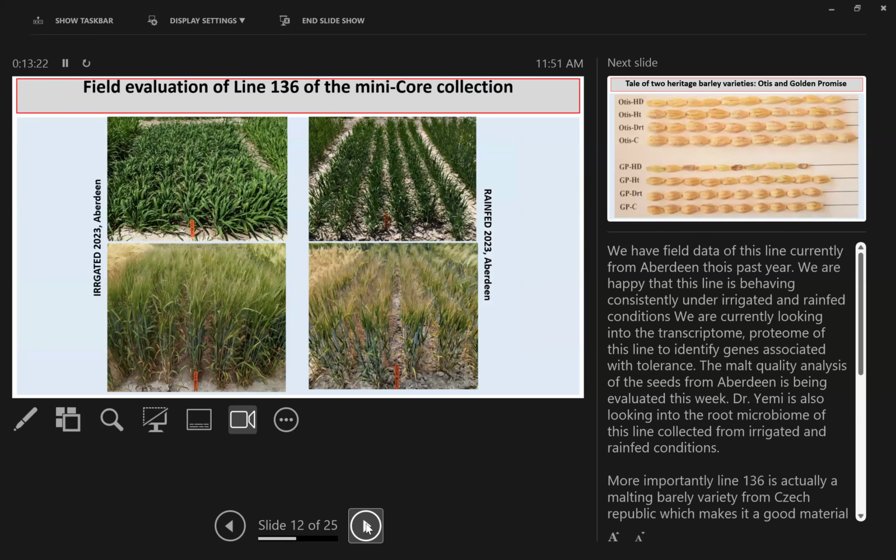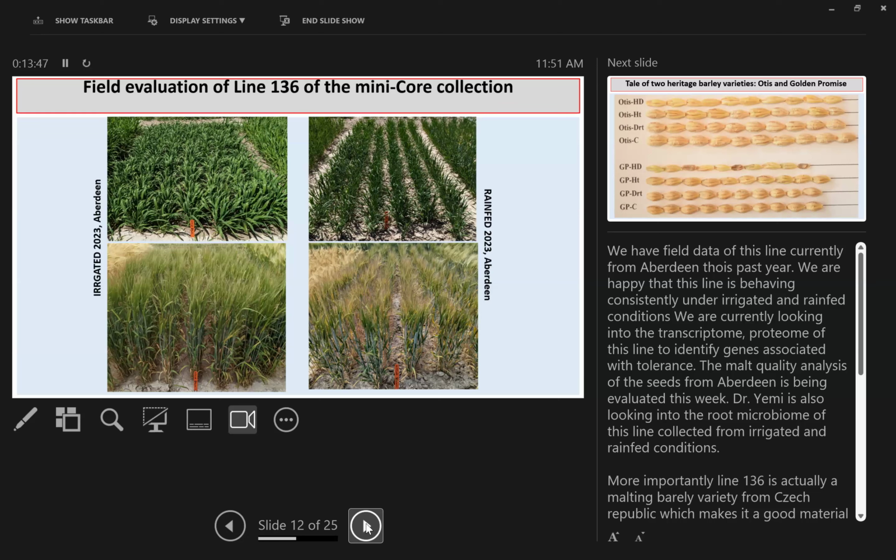Line 136, we also sent it out to Aberdeen, and it has been planted both in the irrigated and the rain-fed conditions. And we are actually doing the malt quality analysis of this right now, even as we speak. And my postdoc has already done some transcriptome proteome analysis, and also looking into some microbiome aspects of this particular line.